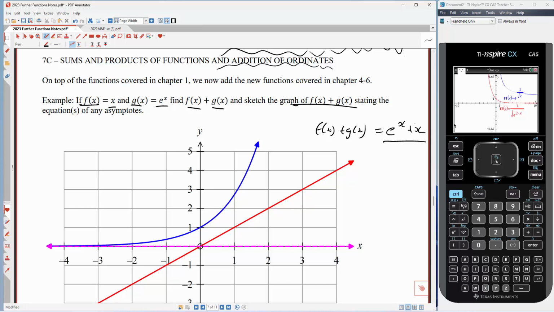Well, you'll always notice that of the graphs they get you to sketch, you'll know one of them. So we know how to sketch e to the x and we know how to sketch x, and what we can do is use this technique of addition of ordinates to actually put them together. So I'm going to go ahead and do that.